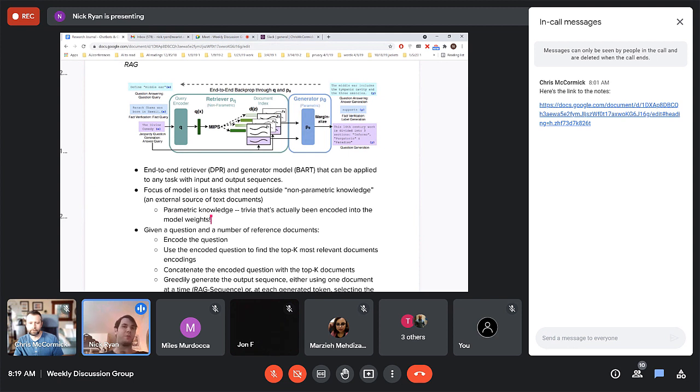So that's parametric knowledge. It lives within the model, it's not been specifically encoded, and it's pretty opaque. It's just statistical correspondences it's seen while pre-training.